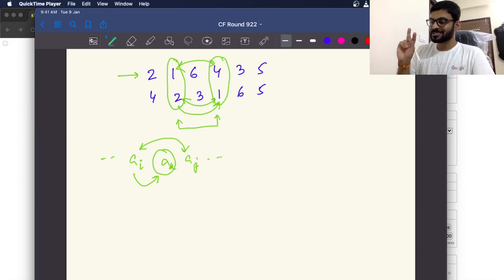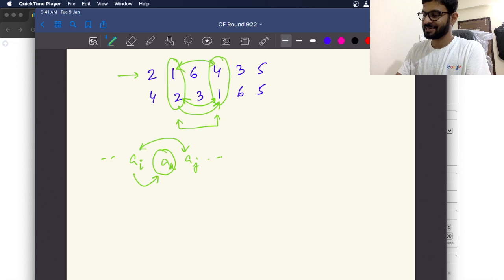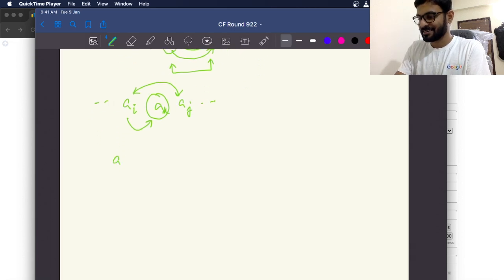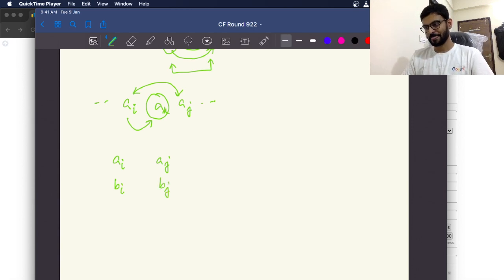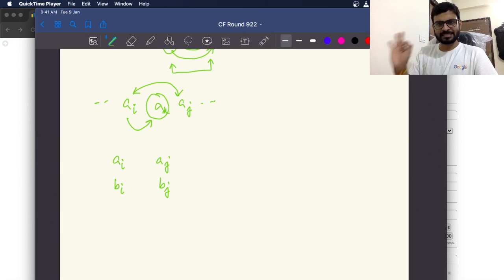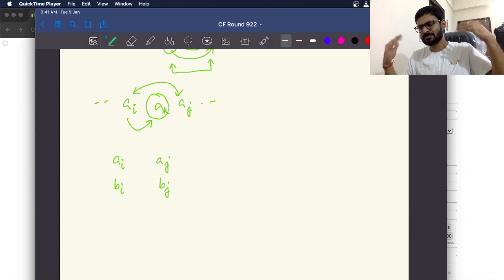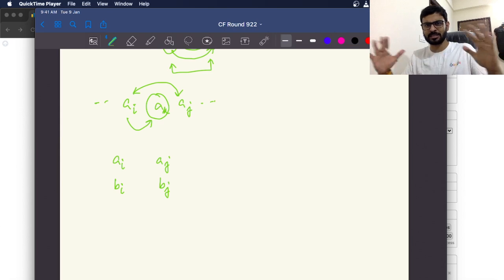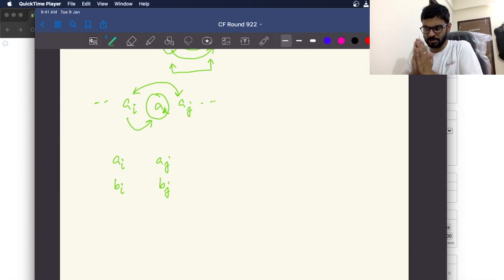So what we will do is focus on a pair. Let's say this pair: AI, AJ, BI, BJ. Now, for this pair, should I swap or should I not swap? I and J, I is less than J, that is the only thing I know. They may or may not be adjacent, I don't care. I don't care about the others. I can take other pairs, I can swap any number of pairs. So for the moment, just focus on these two.